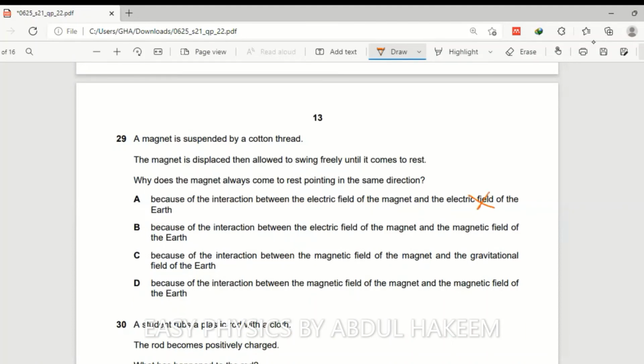So this is wrong. Because of the interaction between the electric field and the magnet? No, the electric field of the magnet is wrong. Due to the magnet, we have to consider only the magnetic field. Next, because of the interaction between the magnetic field of the magnet and the gravitational field? No, both fields must be the same. So D is the option. Because of the interaction between the magnetic field of the magnet and the magnetic field of the earth, D is the option.